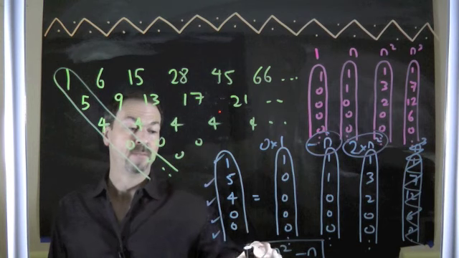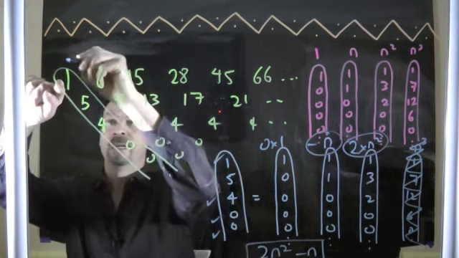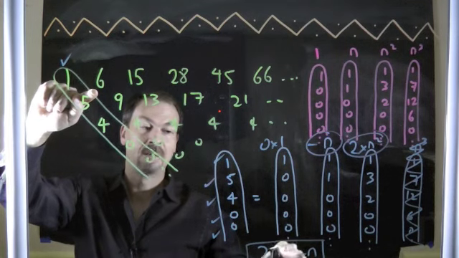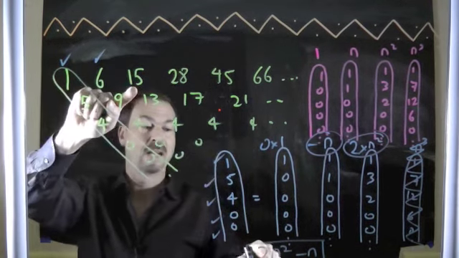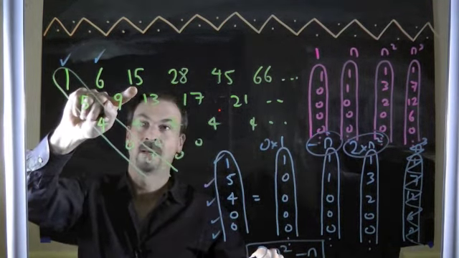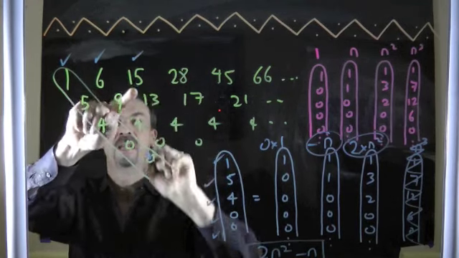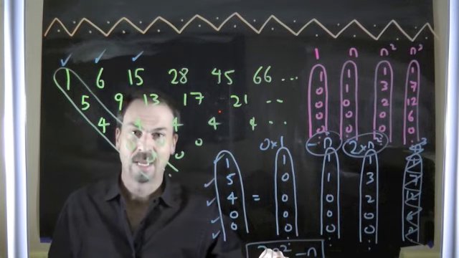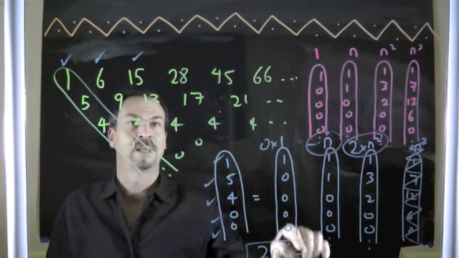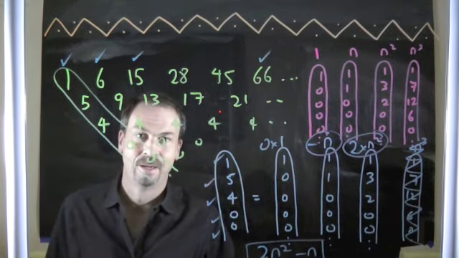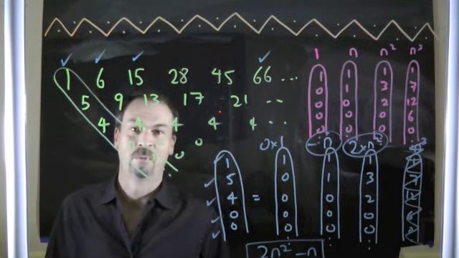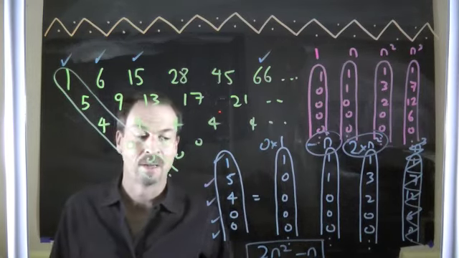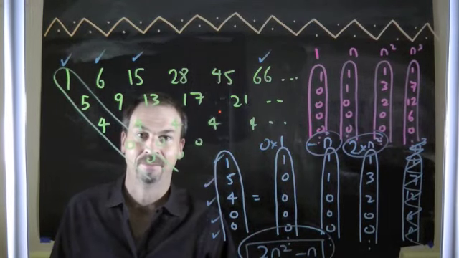Put in n equals 1. 2 times 1 squared minus 1 is indeed 1. Put in n equals 2. 2 times 4 is 8 minus 2 is indeed 6. Put in n equals 3. 2 times 3 squared is 18 minus 3 is 15. Put in n equals 6. 2 times 36, 72 minus 6 is 66. So although we had no proof, we now know we're right. At least we can check the numbers that were given to us. So if we're going to trust this pattern keeps going, then this is a formula that fits the pattern.